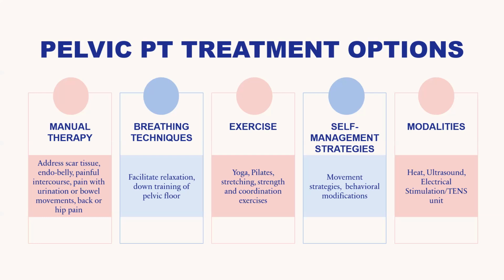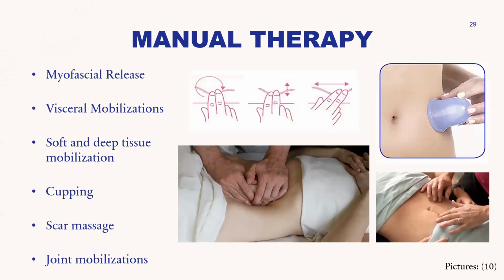So manual therapy, what does that entail? We do myofascial release. We do visceral mobilization. Your organs are supposed to move around nicely on each other, but they can get stuck, so we're able to address that. We do soft and deep tissue mobilization. We do fascial cupping. We do scar massage. We do joint mobilizations. There's a whole bunch of things we have in our tool bags to address this.